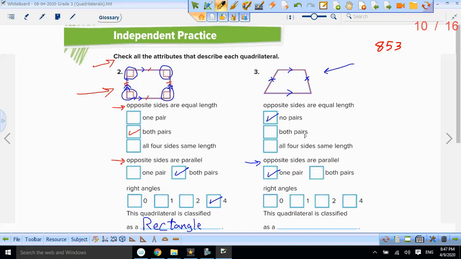Right angles. If you look at the angles of this shape, there is no right angle. So we have no right angles. So this quadrilateral is classified as a what? Yes, the shape for the quadrilateral which has only one pair of parallel sides is called trapezoid. Yes, trapezoid.